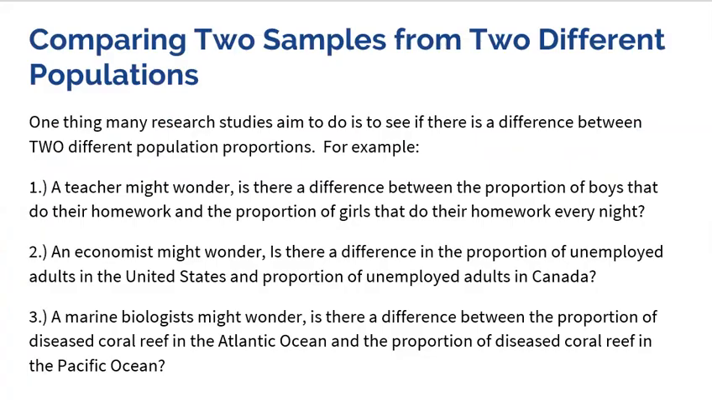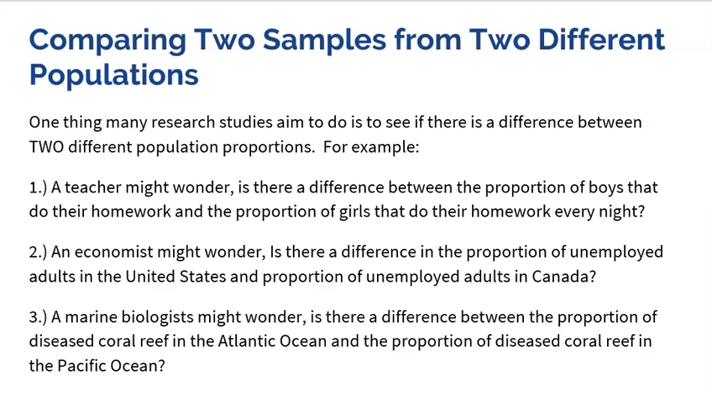So here's what I'm talking about. One thing many research studies aim to do is to see if there's a difference between two different population proportions. For example, a teacher might wonder, is there a difference between the proportion of boys that do all their homework and girls that do all their homework every night? So we have two different populations, boys and girls, and we want to know, what's the difference between the proportions from each?